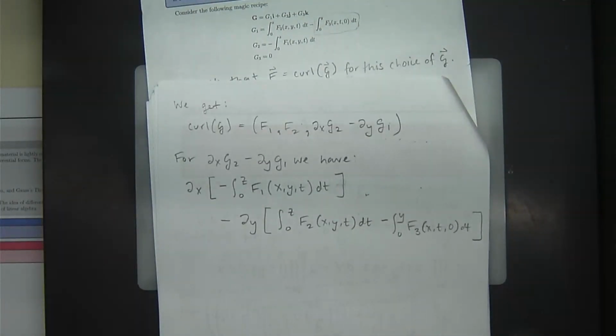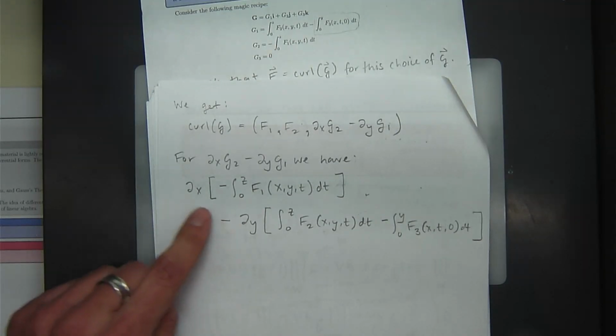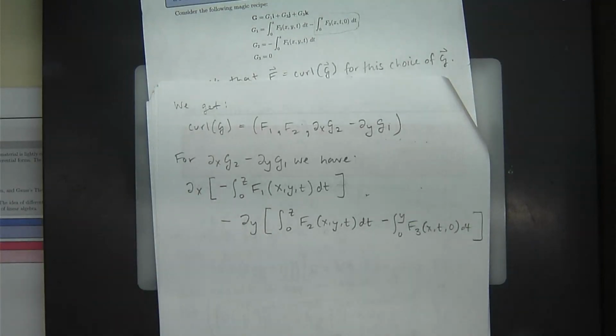So we get something like this. Okay, so what do we do? Now we've got these kind of tricky terms, right? We've got a derivative of an integral. What on earth do we do here?